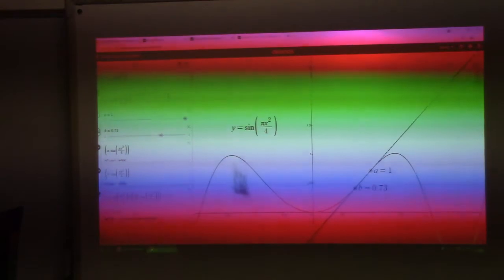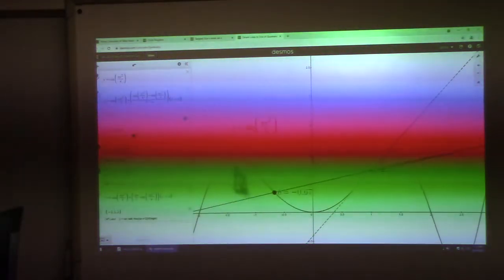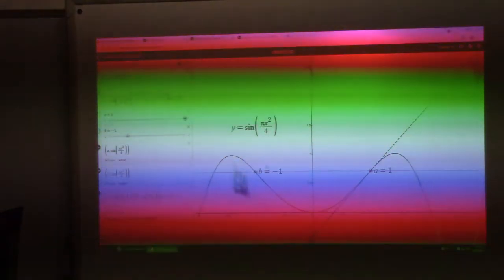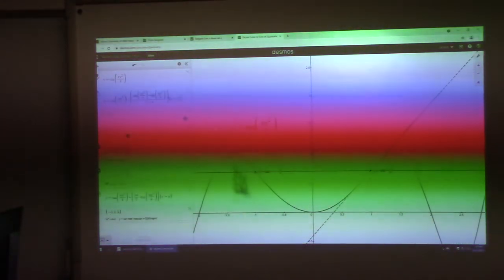I'll stop it from animating here. You can calculate the slope. Here, I'll do a simple one. What's the slope of this secant line? This is kind of a silly one. Yeah, the slope of this secant line is 0. Otherwise, it's hard for me to calculate.